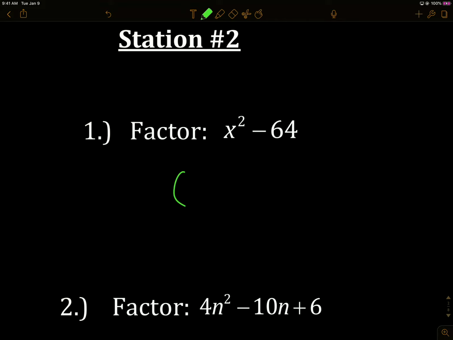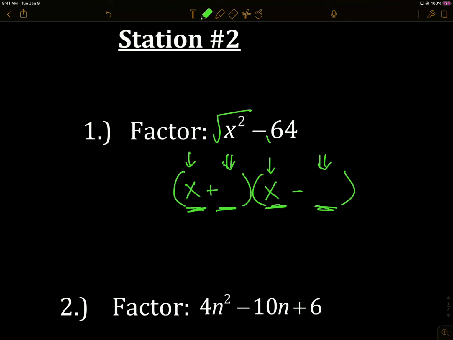The first thing you need to know is the structure when it's a difference of two squares. We know it's going to start out as two terms times two terms, right? And we know one's going to be plus and one's going to be a minus. The first ones here, they match. They come from the square root of the first guy. So the square root of x squared is x. The second one here in both comes from the square root of 64. So that's going to be 8, and that's going to be 8. So that's our final answer.